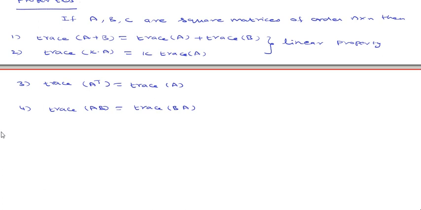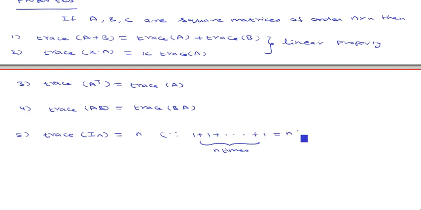And the fifth one: trace of identity matrix of order n will be equal to n. That is, 1 plus 1 plus etc. plus 1, n times. If I is an identity matrix of order n, then there will be n ones in the leading diagonal, so the sum of these n ones will be equal to n. And the sixth property: trace of zero matrix is 0. Here 0 denotes the zero matrix of some finite order.